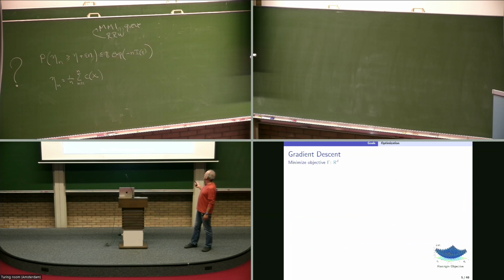Okay. All right, so then there's optimization. And here's a ridiculous objective function, this Rosenbrock function. And we'd like to find the minimum of this.